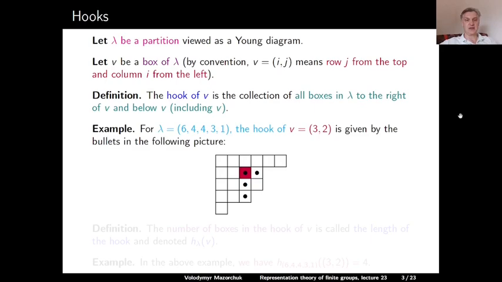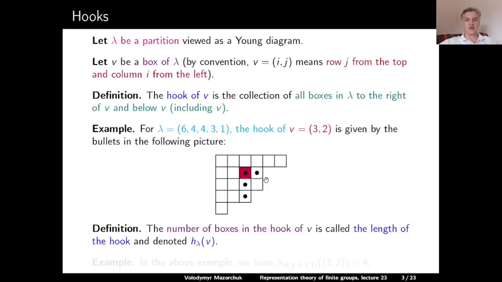So here is an example. Consider the partition lambda, which is 6, 4, 4, 3, 1. So this is a partition of 17. And consider the box V in this partition with coordinates 3, 2. So here is a picture. We have this box in the third column from the left and in the second row from the top. So the hook of this box consists of all boxes which are marked by bullets in the picture. These are all boxes to the right of our original box and all boxes below it. So this is the hook.